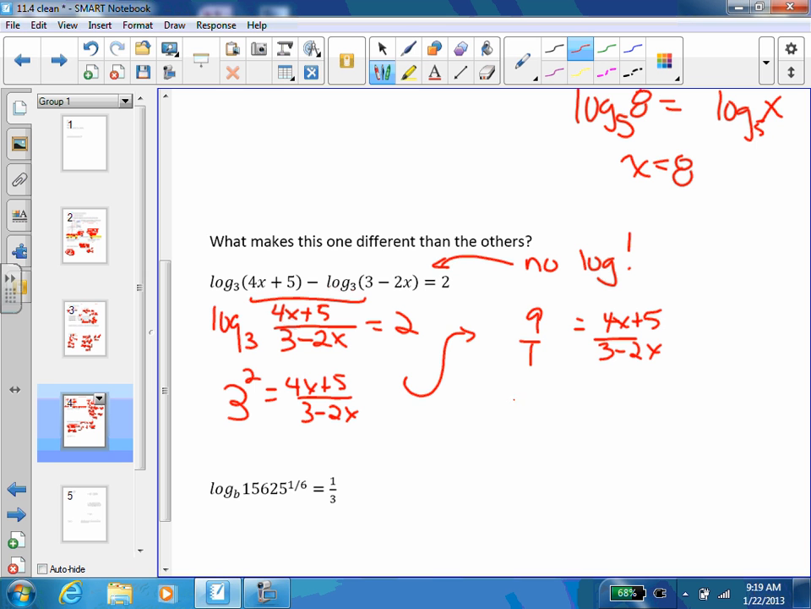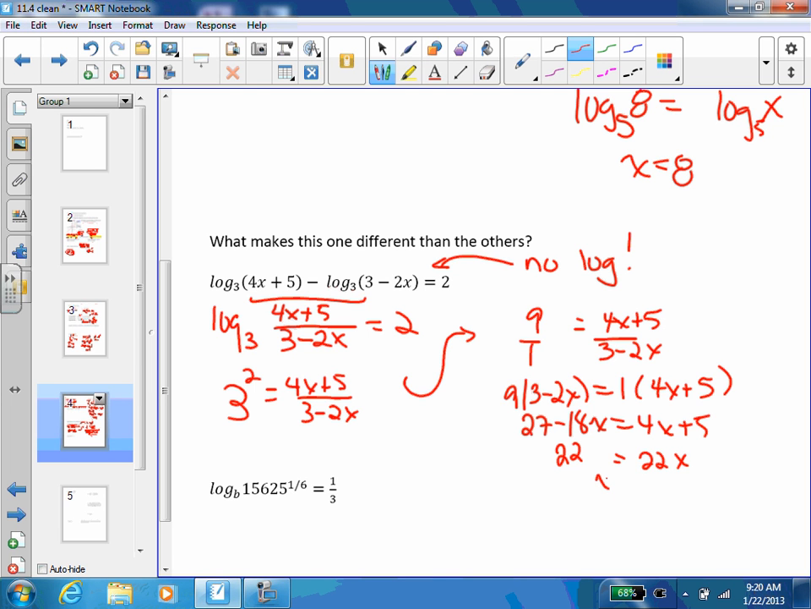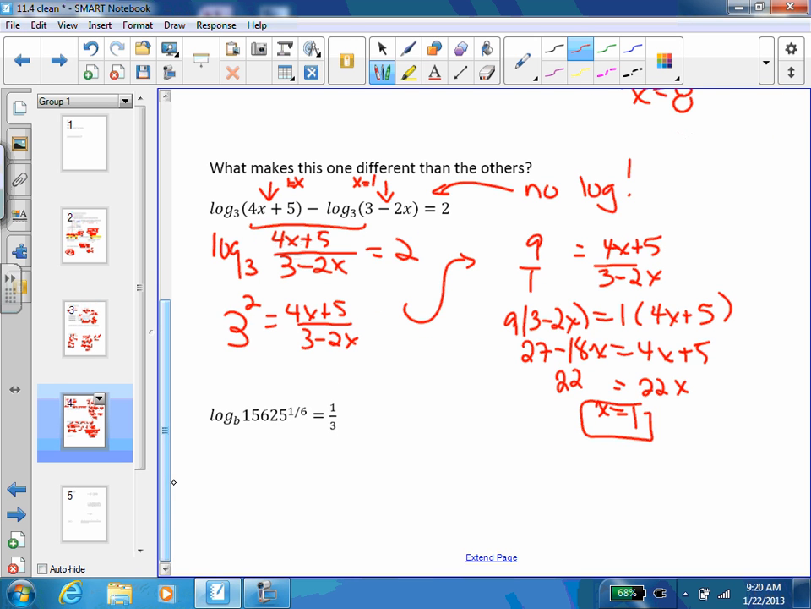Okay. So I'm going to say 9 times 3 minus 2x equals 1 times 4x plus 5. 27 minus 18x equals 4x plus 5. And so I'm going to have 22x is equal to 22. So x is equal to, what do I need to do? Check. So I got to plug in 1 here, and I got to plug 1 in here. I have to make sure it's okay in each case.